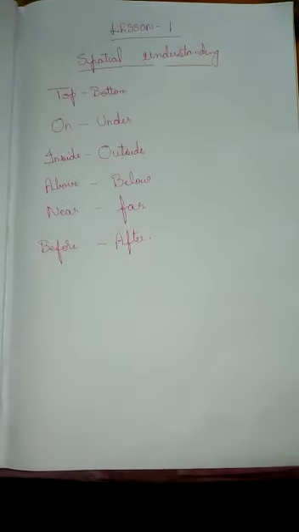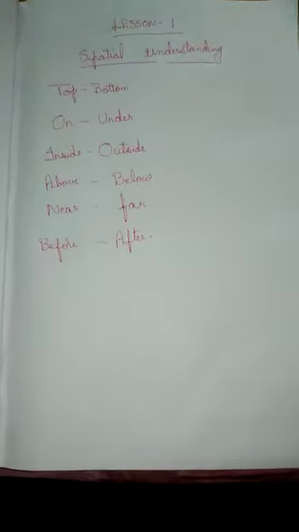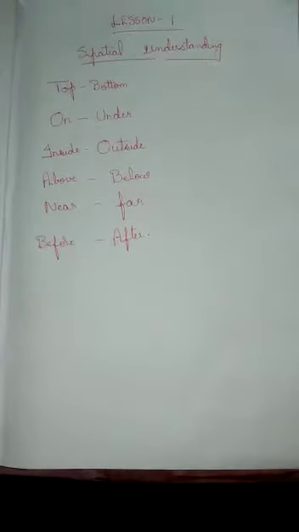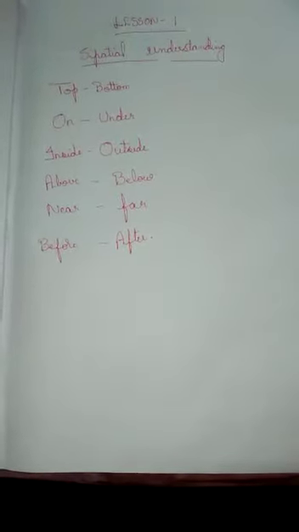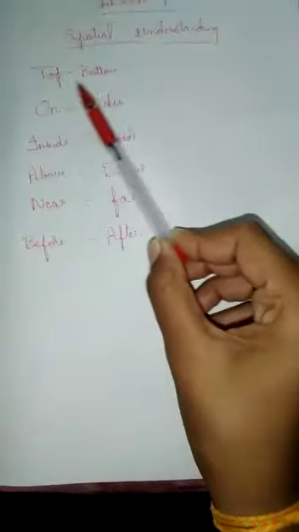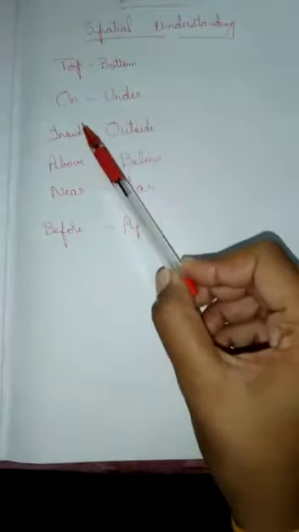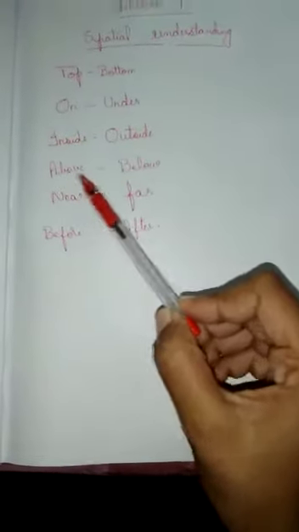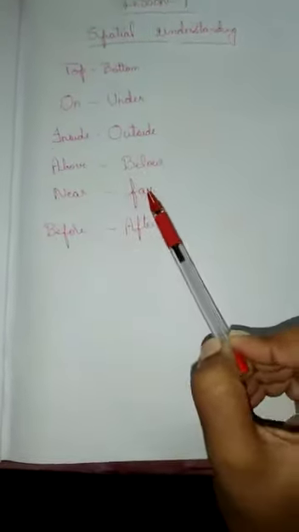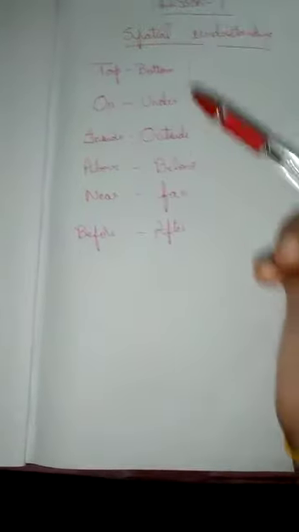Good morning, students. Today I am starting with lesson 1, that is spatial understanding. This lesson mainly deals with the vocabulary relationship such as top, bottom, on, under, inside, outside, above, below, near, far, before, after. Now let us start with the first one, that is top, bottom.